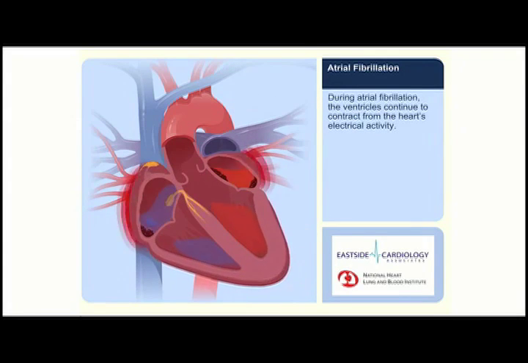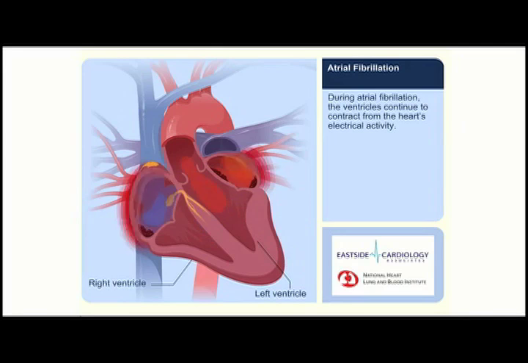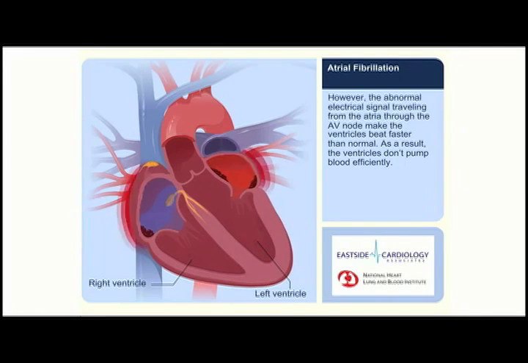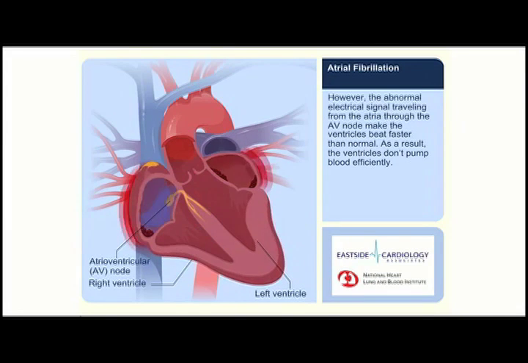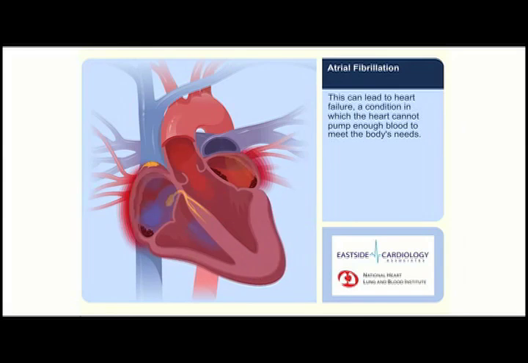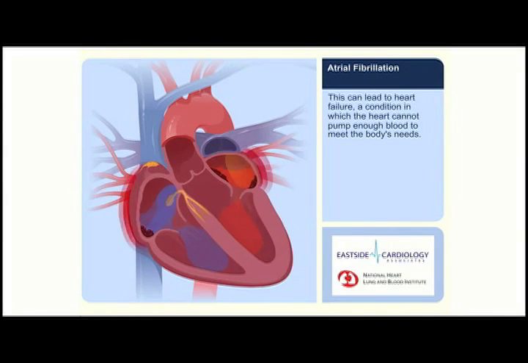During atrial fibrillation, the ventricles continue to contract from the heart's electrical activity. However, the abnormal electrical signal traveling from the atria through the AV node makes the ventricles beat faster than normal. As a result, the ventricles don't pump blood efficiently. This can lead to heart failure, a condition in which the heart cannot pump enough blood to meet the body's needs.